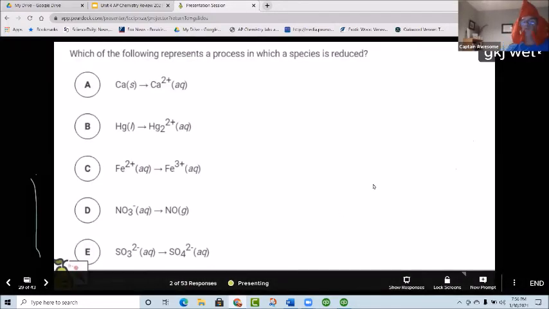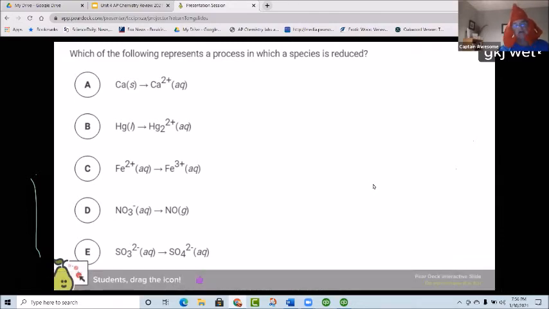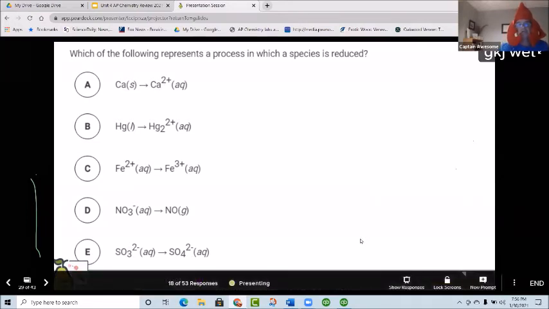All right, so which one shows that something is being reduced? So oxidation is when you lose electrons. So LEO says GER. So LEO, losing electrons is oxidation. LEO says GER, GER, gaining electrons is reduction. So which one is being reduced? Which one is gaining electrons? Just drag the icon for the one that you think is gaining electrons.